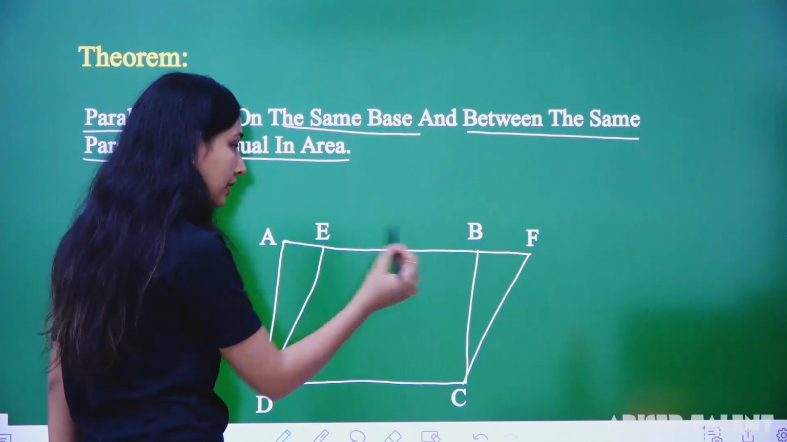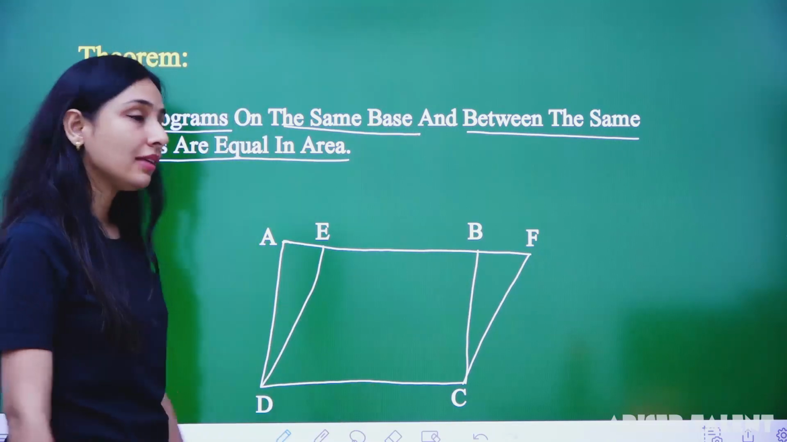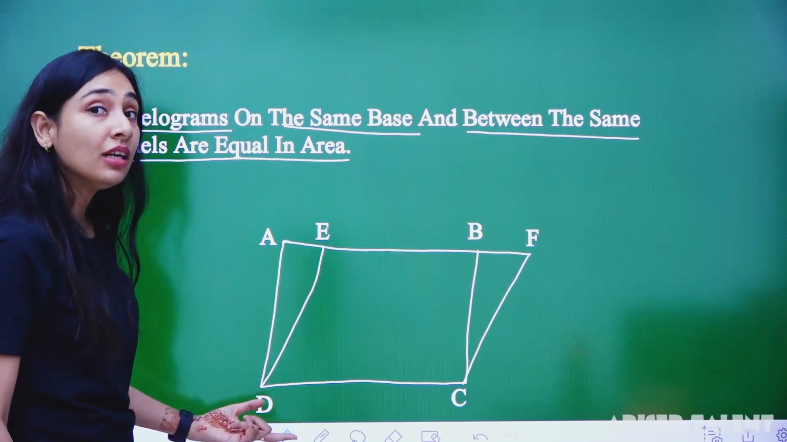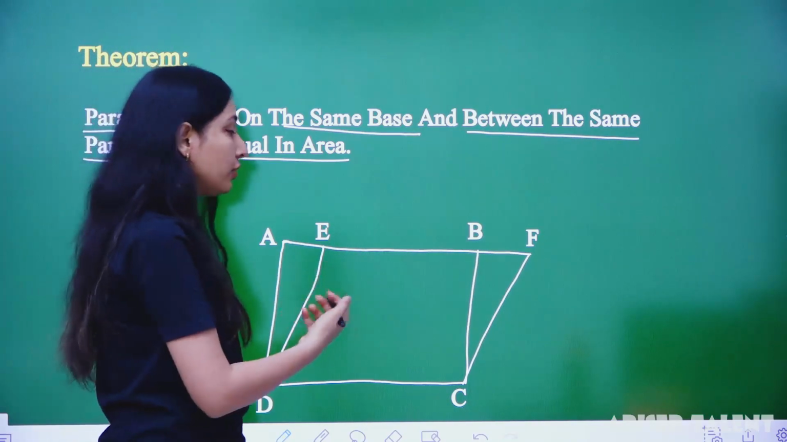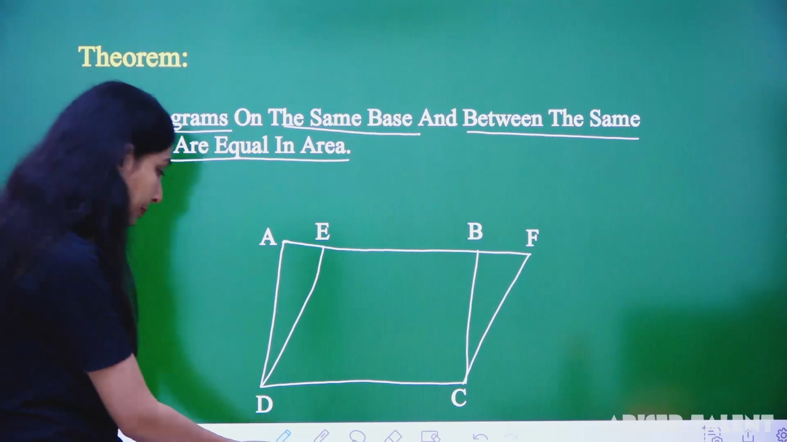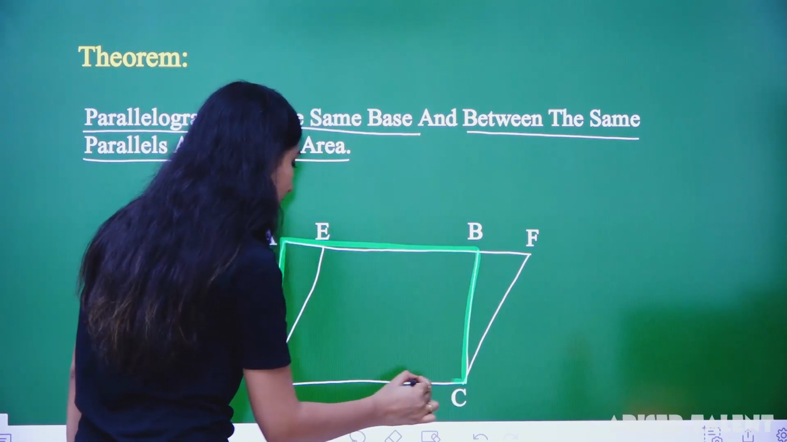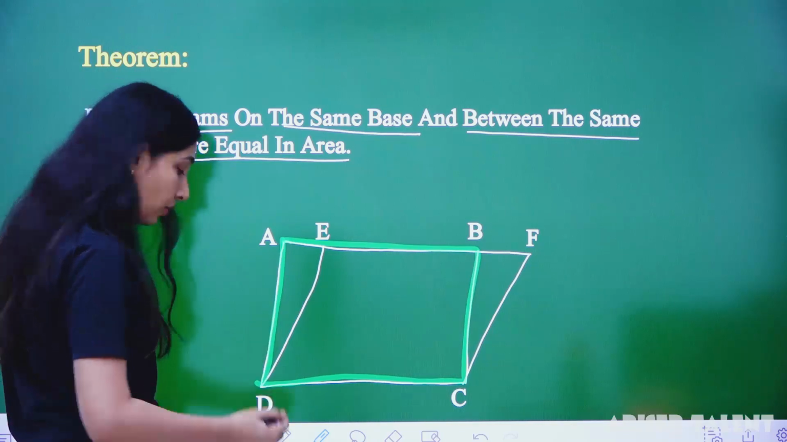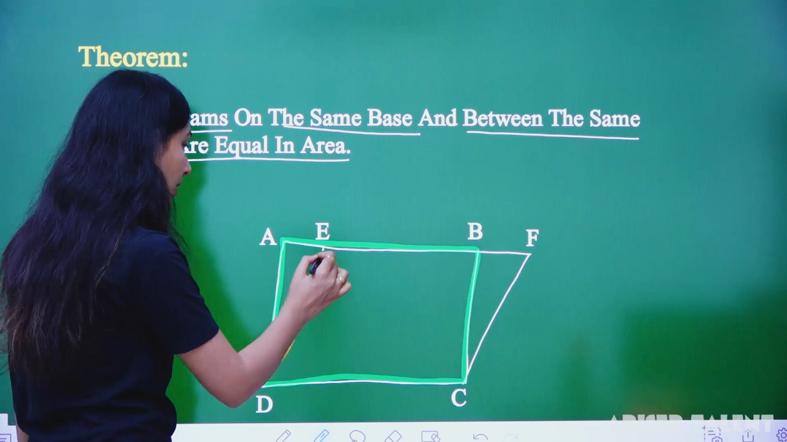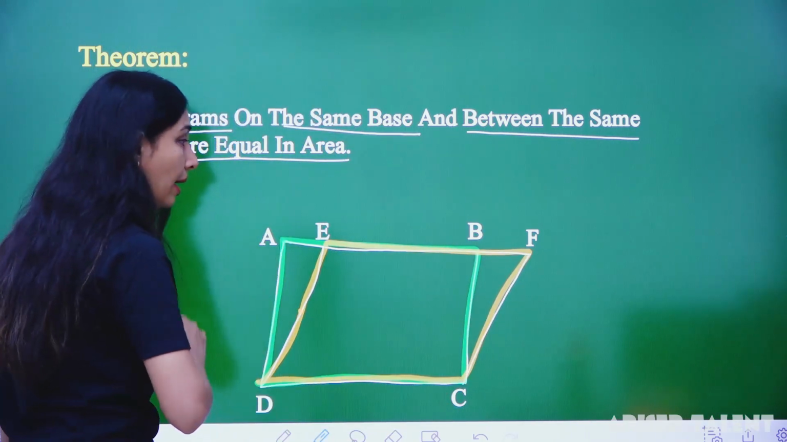That means EF is equal to DC, and AB is also equal to DC. This line AF is parallel to DC, so a part of these lines will also be parallel. That means EF is also parallel to DC. So basically ABCD is a parallelogram, and this DEFC is also a parallelogram.